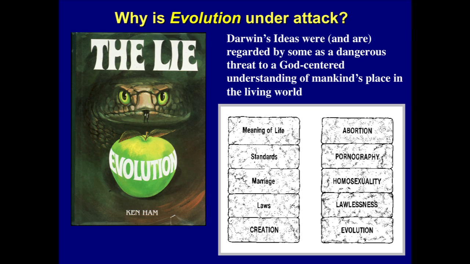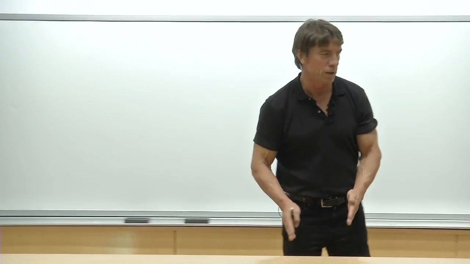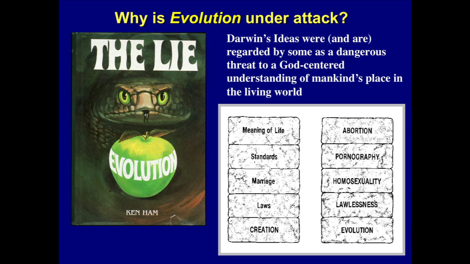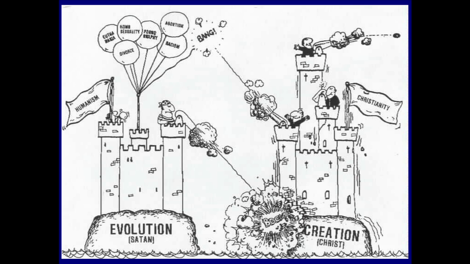Why then is evolution under attack? Why evolution? Why not cell biology? Why not physiology? Is organic chemistry controversial? Why evolution? Well, it polarizes because of perhaps different contentions that seem to align with it somehow. People question the meaning of life, standards, marriage, laws, and creation, all of which seem to fall in one pillar, polarized against evolution: lawlessness, homosexuality, pornography, and abortion, as depicted here on the right in this cartoon from a recent newspaper. Darwin's ideas were, and still are, regarded as a dangerous threat to God-centered understanding of mankind's place in the living world. But why evolution? Why is it polarized, creation versus evolution? Does it need to be so?